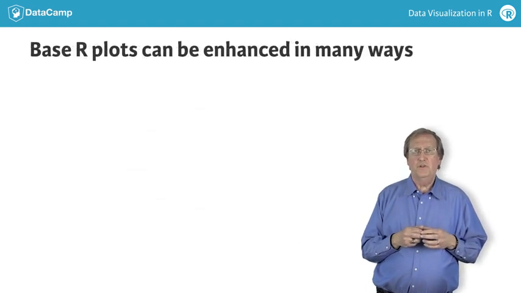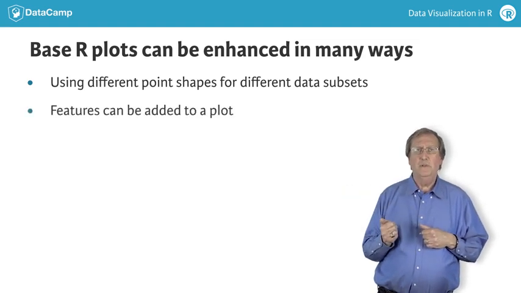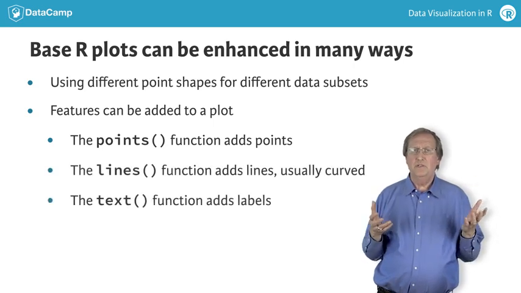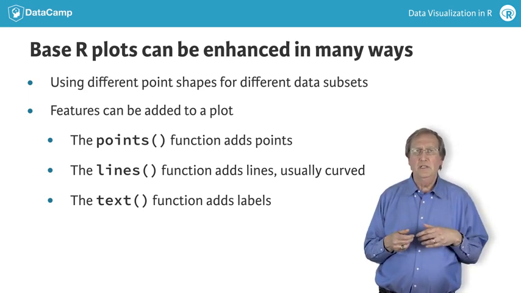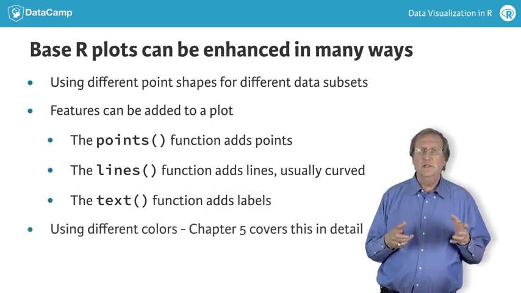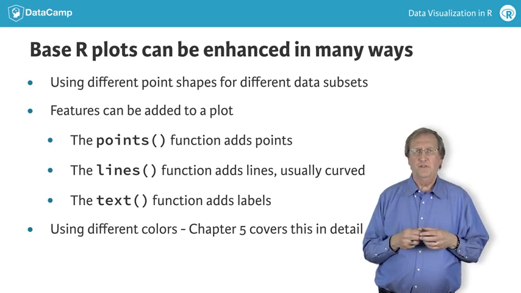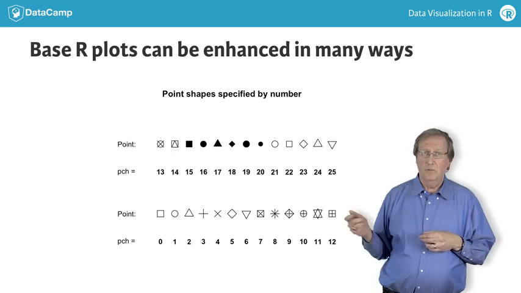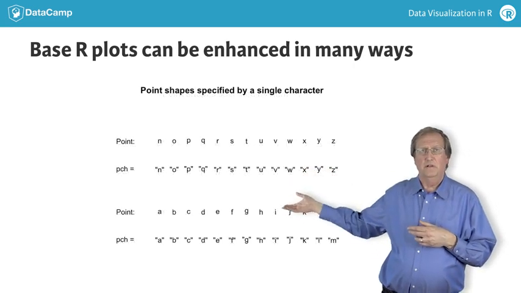Base R graphics functions come in 2 types: high-level functions like plot that create an initial plot, and low-level functions like points, lines, and text that allow us to add details. Both types support many optional arguments to specify details like point shapes and sizes, line types and widths, and color, a topic covered in Chapter 5. For both low-level and high-level graphics functions that display points, the shapes of these points can be specified either by a number, as here, or a single alphanumeric character, as here.